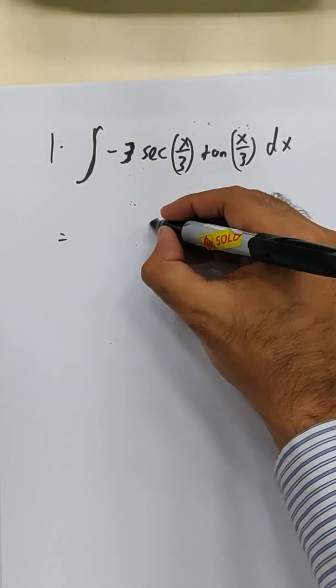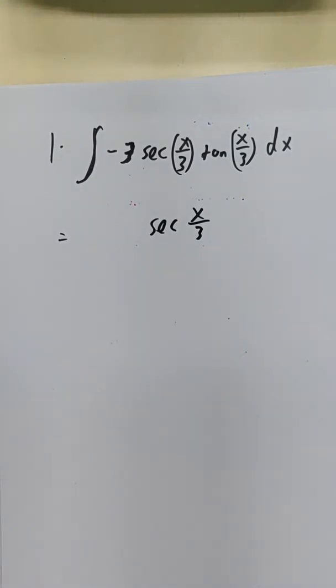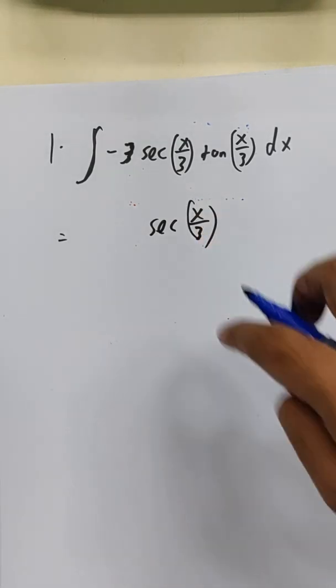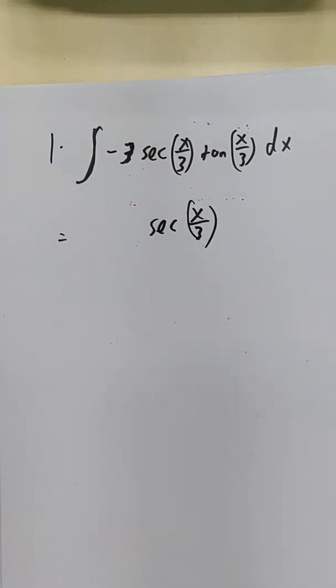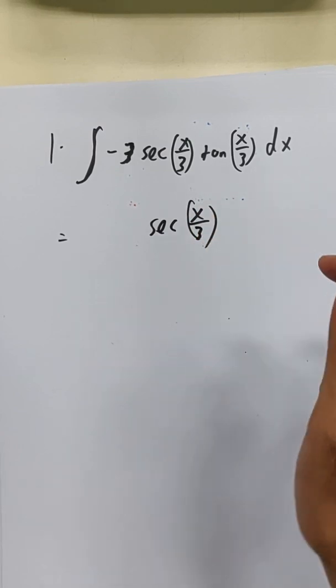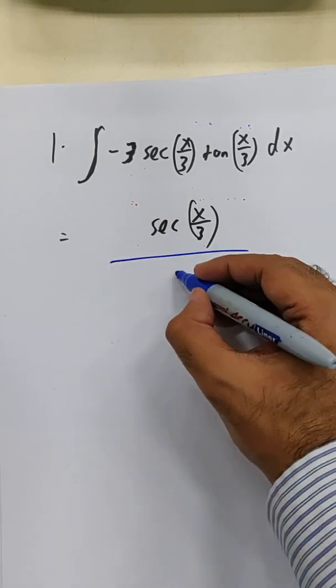So you should get sec x over 3. Now what happened? Is that all? Obviously not. Differentiate x over 3, what do you get? Differentiate x over 3. 1 over 3, where should I put that 1 over 3? Down.